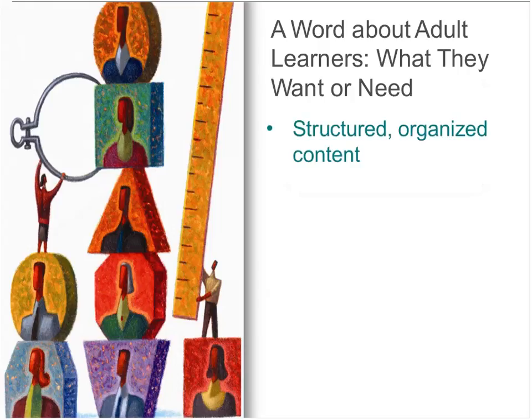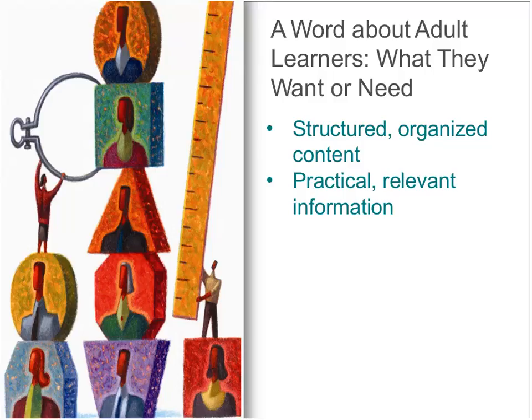Adult learners want information that is structured and organized in your session, but also in your session proposal. So make sure your proposal is structured and organized so the National Program Committee reviewers can clearly understand what it is you're trying to say. Adult learners want practical, relevant information that impacts and influences the work they do in museums, whatever they do for museums. So make sure that you convey that practical, relevant information in your session proposal.